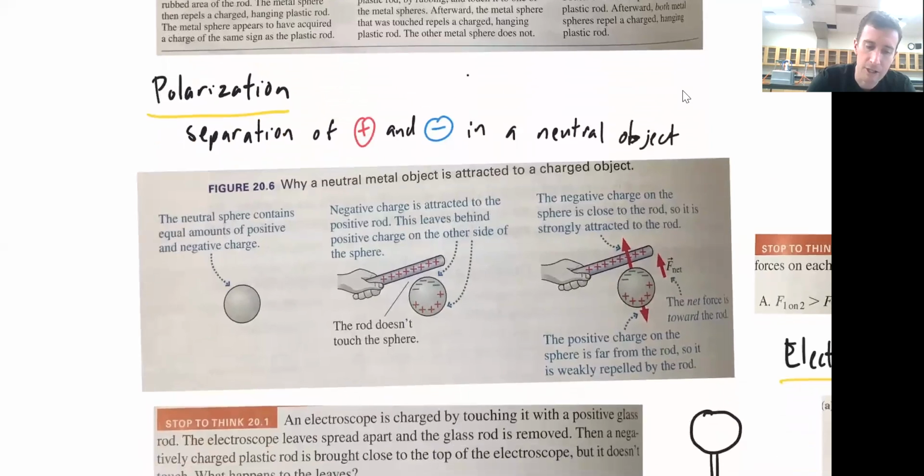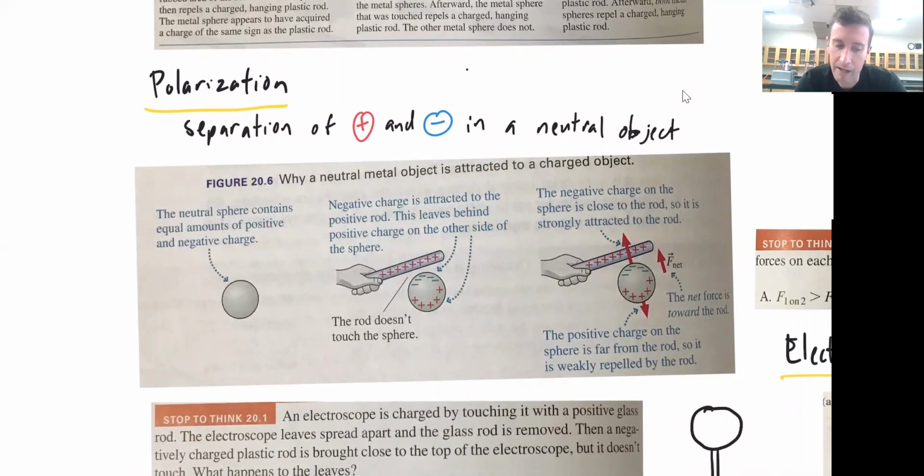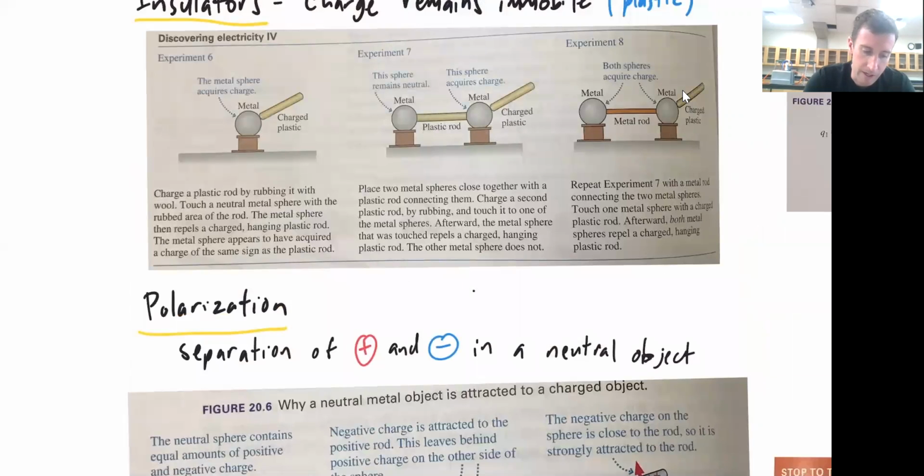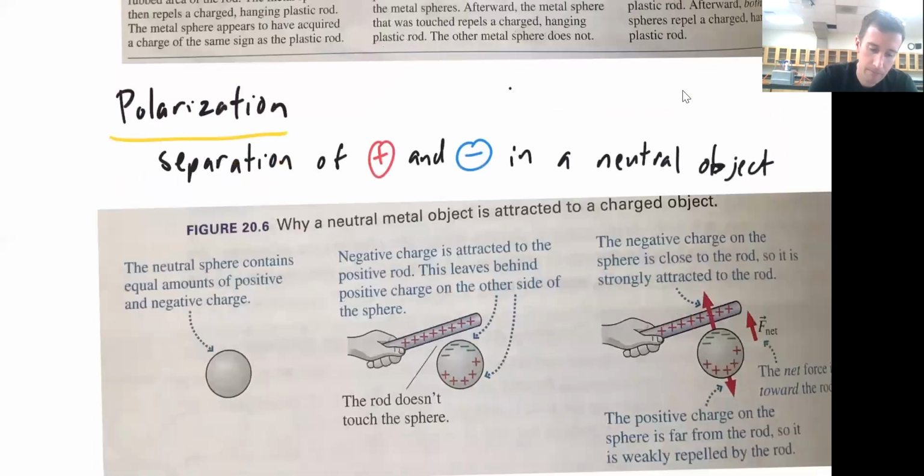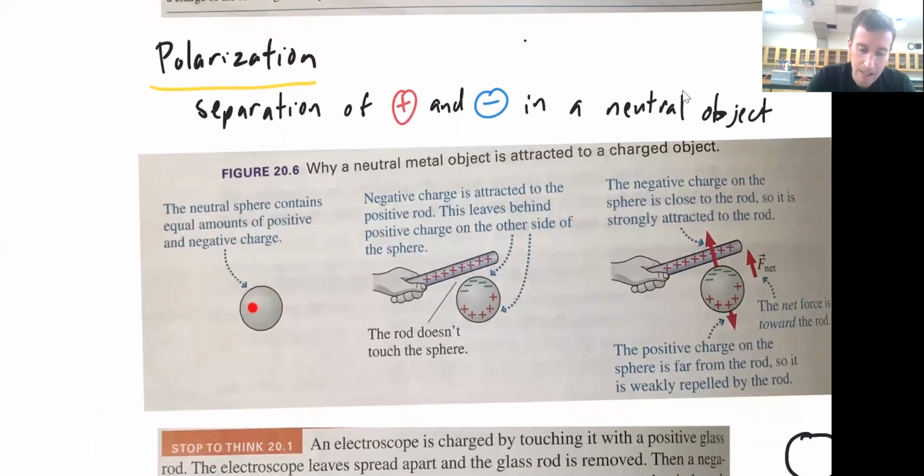All right, so polarization. Polarization is when positive and negative charges are separated within a neutral object. So charge can move within an object itself. I have a neutral sphere here, and this neutral sphere has equal numbers of positive and negative charges. They're not drawn in there, but we could say that there are 4 pluses and 4 minuses. And they're evenly distributed around. They balance each other out.